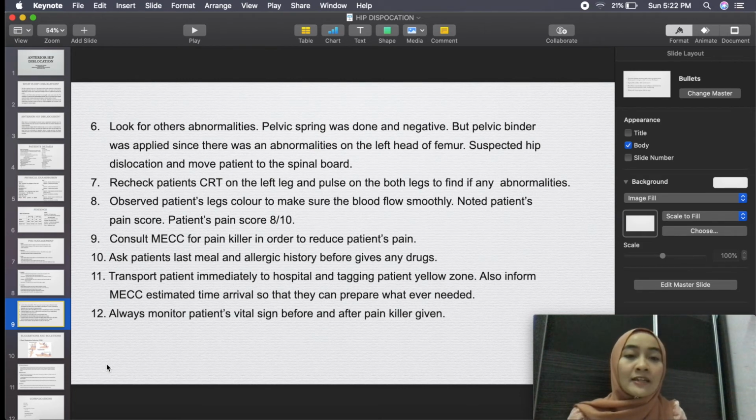Transport the patient immediately to hospital and tag the patient yellow zone. Why yellow zone? Because this patient is considered stable and has no other serious injury. Also inform MECC of the estimated time of arrival so that they can prepare whatever is needed. Lastly, always monitor the patient's vital signs before and after giving painkiller. And on the way to hospital, always monitor the patient's condition.